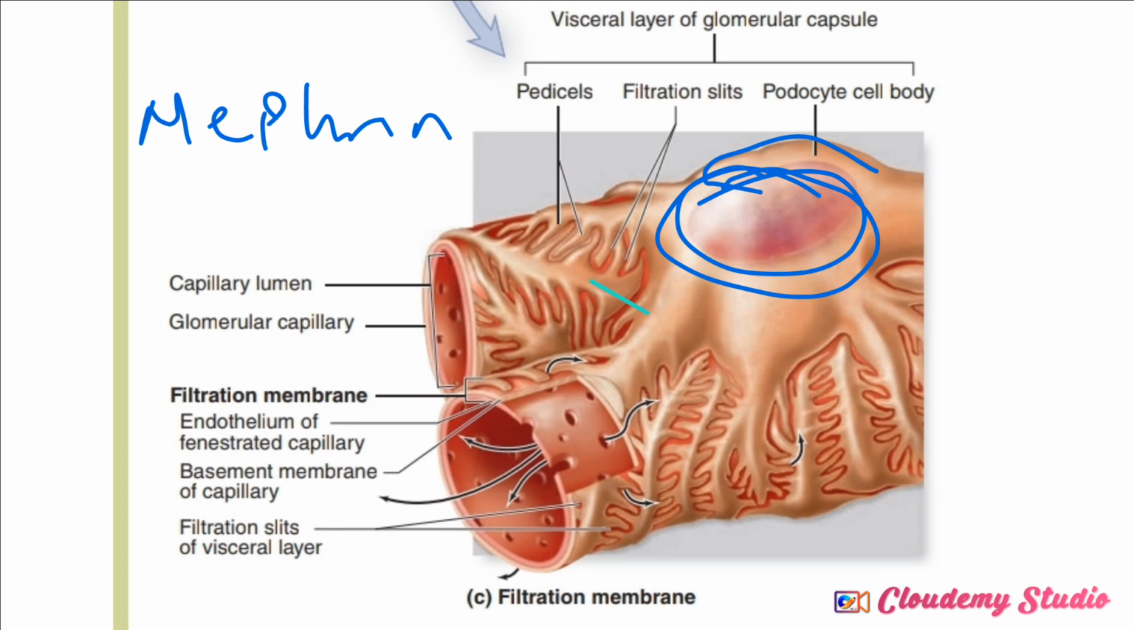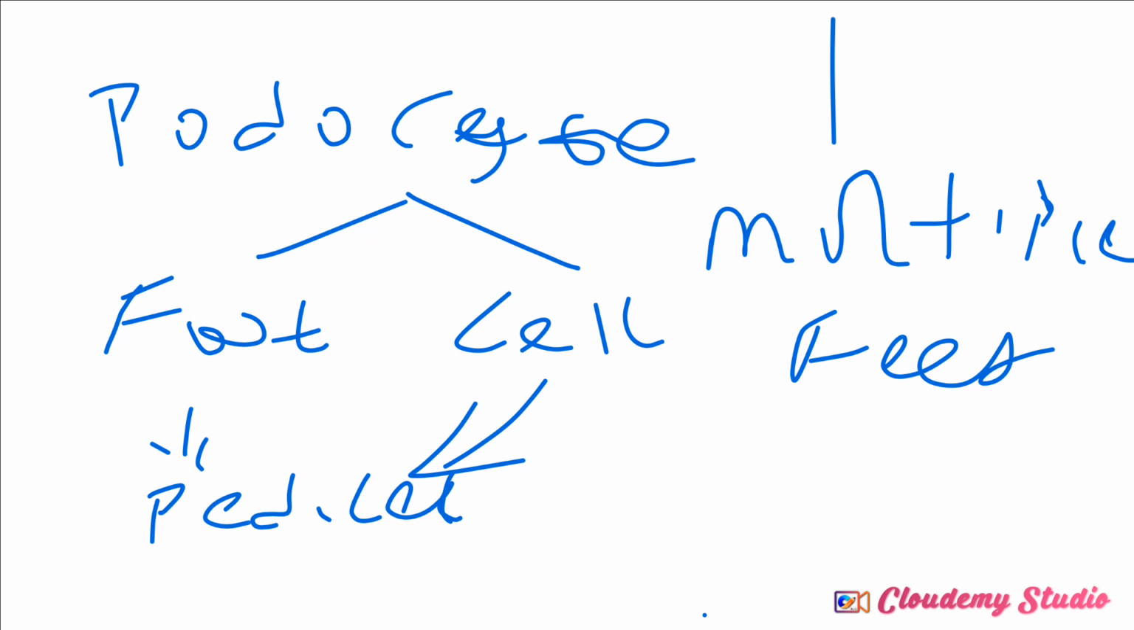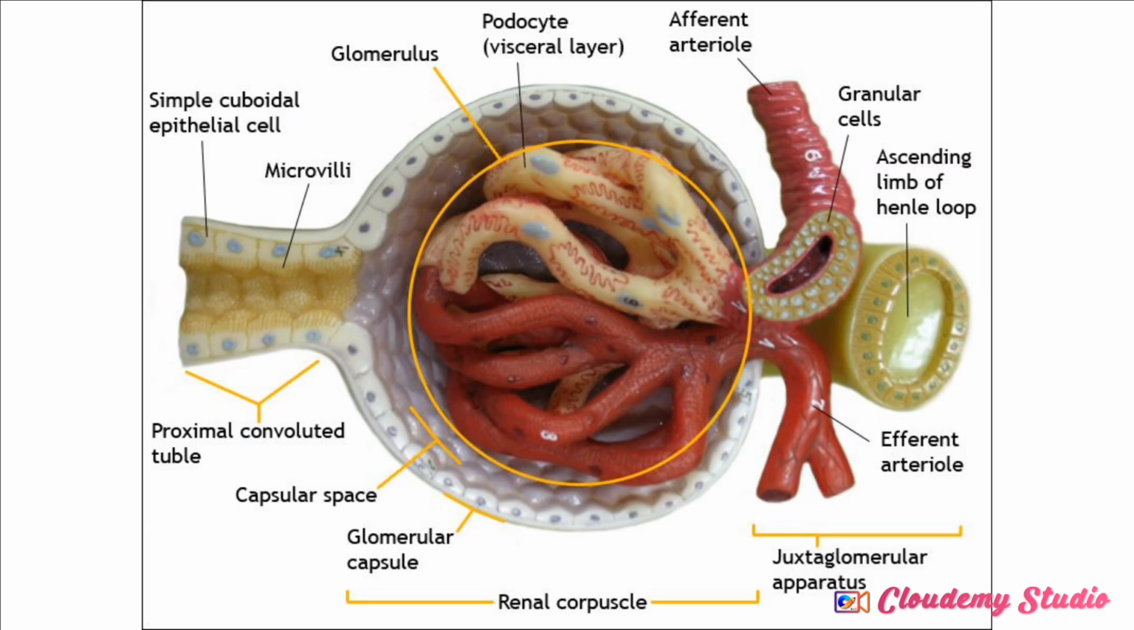So that is just the basics of the podocyte itself. You understand? So basically, the podocyte forms the filtration membrane of the glomerulus, of the glomerular capillaries. You understand? So moving from there to the macula densa.